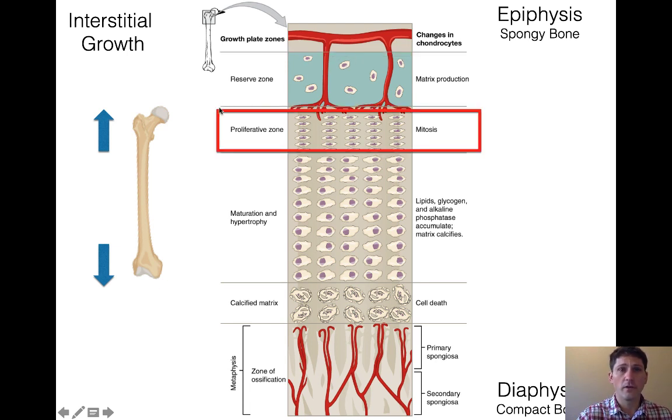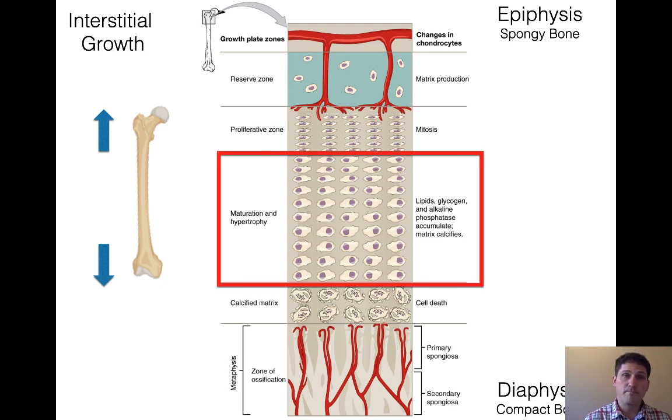Our next zone is the proliferative zone, and it is classified by high rates of mitosis. Those chondrocytes are splitting and they begin stacking on top of each other, and so we can see this organized pattern here with those chondrocytes. Again, we're increasing the numbers of cells, so that's hyperplasia.